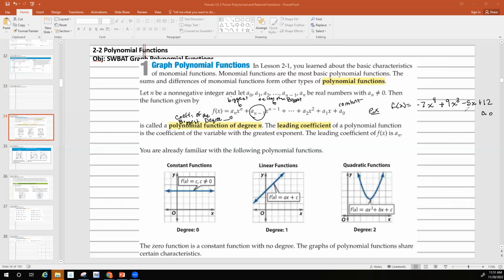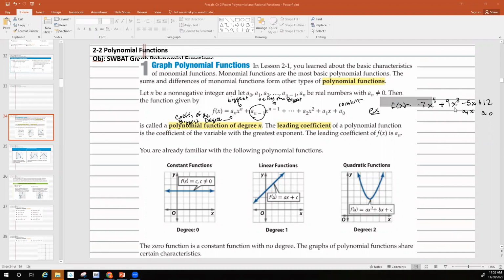And then here, this is our a sub 1. So our a sub 1 is negative 5. And then our x is just x. And here we have our a sub 2, which is 9, and our x. Oh, uh-oh. Look at this. This isn't an x squared. This is x cubed. So in actuality, I did that on purpose. I just forgot that I did it on purpose.